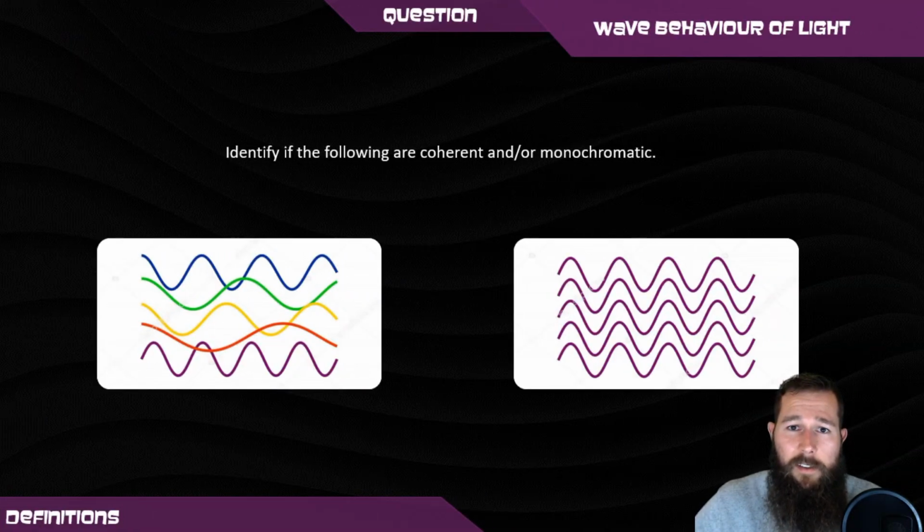Okay, two scenarios on the screen. Identify which of the following are coherent or monochromatic.